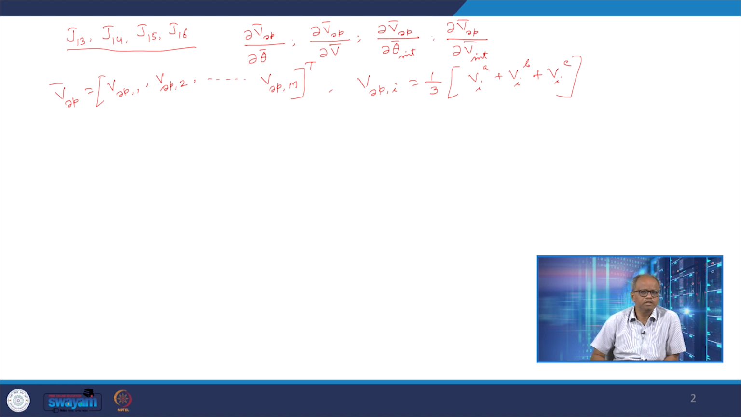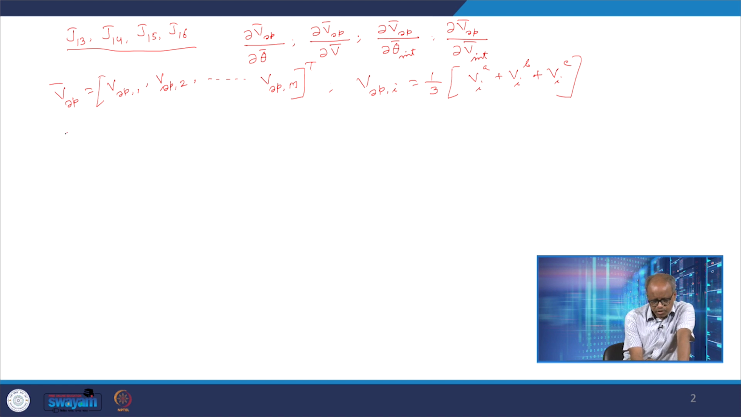What it means is that this particular generator excitation system is required to maintain the average of all three phase voltages at a particular specified value. That is, the field winding of any particular generator is required to maintain the average of all these three phase voltage magnitudes at a particular value. So, this is the function.